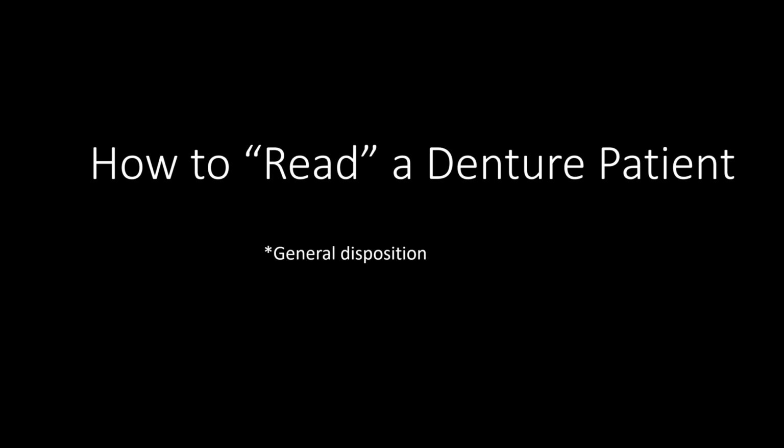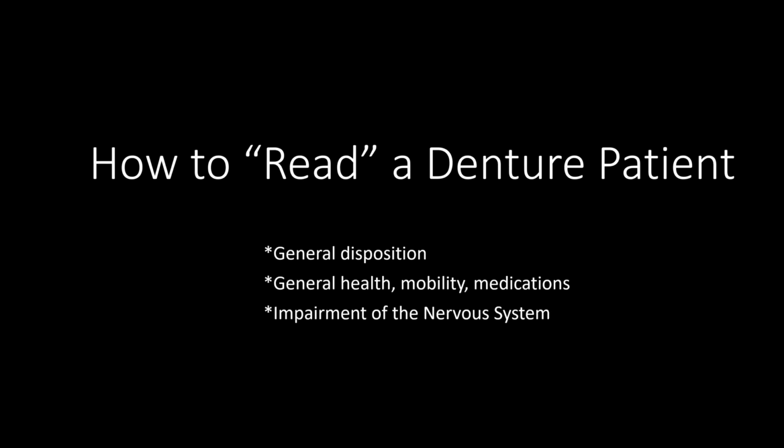So number one is general disposition of the person. Are they happy or mad at the world? Because when they're mad at the world, they're probably not going to like your teeth too much either. General health, mobility, medications. Do they have tremors? Are they shaking? Because remember, how do you take a proper centric when the patient's head is jerking around everywhere? That's impairment of the nervous system. So then you can't build them teeth that are locked in centric, because they need that fluidity.